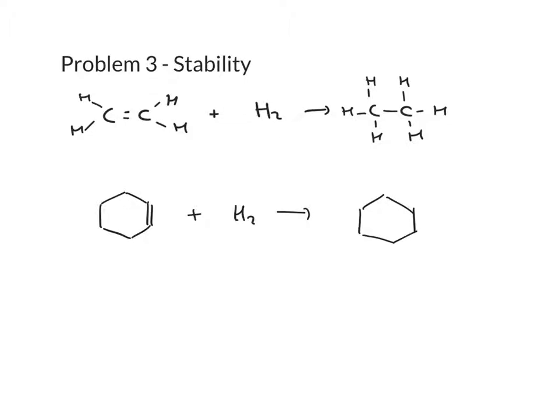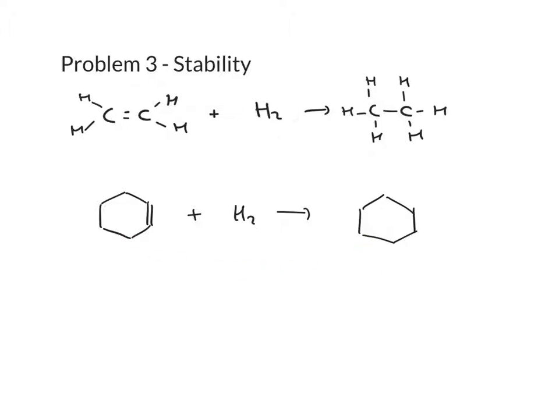So the biggest issue with the Kekulé structure of benzene is its stability. So I'm just going to draw out some structures. Okay, so we know that compounds with a double bond in them undergo hydrogenation reactions to add hydrogen across that double bond. So this is ethene reacting with hydrogen to give you ethane. That happens very readily. It also happens with cyclic compounds. So this is cyclohexene reacting with hydrogen to give you cyclohexane.